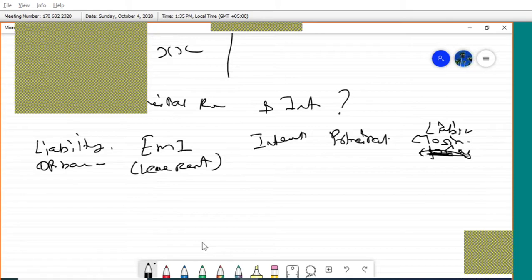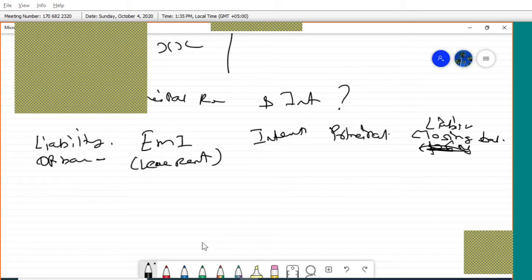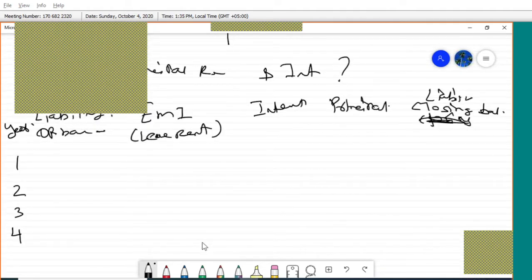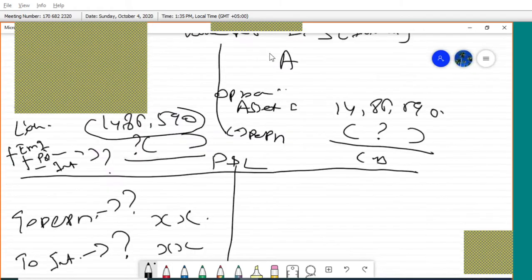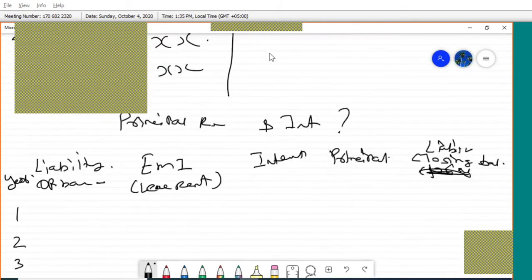So then liability opening balance, year-wise. Year 1, 2, 3, 4. What is the opening balance? What is the opening balance we identified in the balance sheet for liabilities and assets? This is the opening balance we identified: 14 lakh 85,590. So this is what I am going to write here. 14 lakh 85,590.